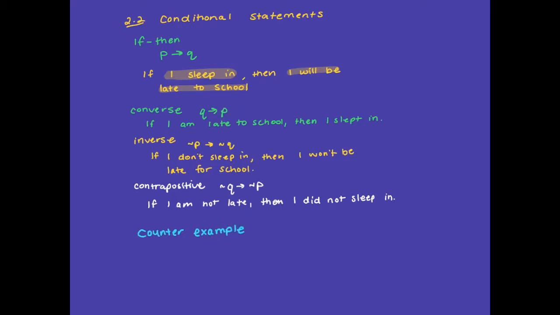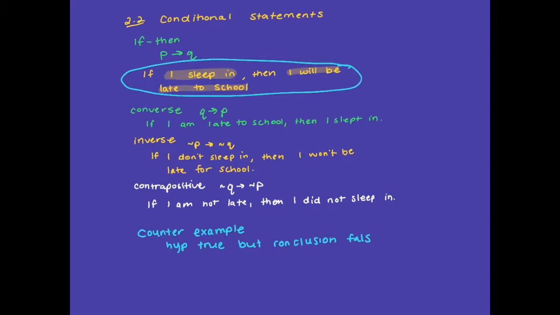Which is something that makes the hypothesis true, but the conclusion false. So if I were to take my original statement, if I sleep in, then I will be late to school. Sometimes you sleep in, but you still make it to school. Sometimes it has nothing to do with going to school. So a counterexample would be, I slept in, but still made it on time.